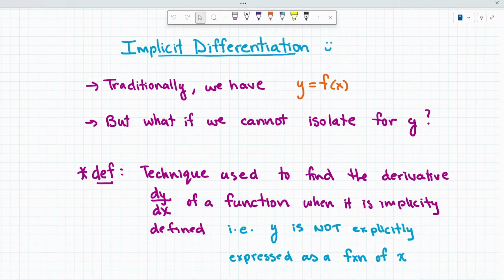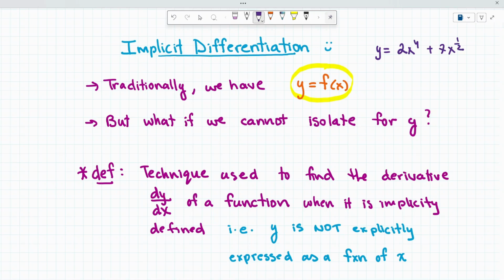Okay, so previously I've discussed a lot about differentiation. We have a whole derivatives playlist that we can consult for that. But in these videos, we traditionally have some sort of format where we have y equals f of x. That means that our function is isolated with respect to y. For example, over here we might have y equals 2x to the 4 plus 7x to the 1/2.